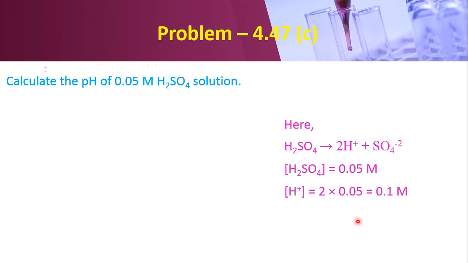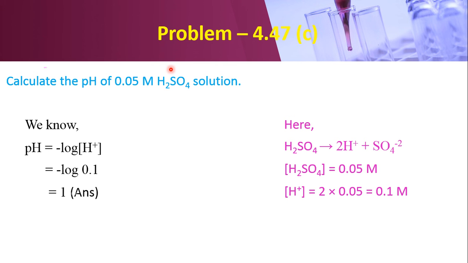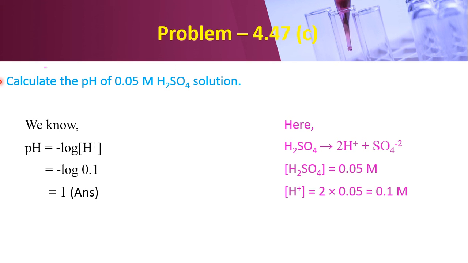Now you got the concentration of hydrogen ion. From there you can calculate the pH value of sulfuric acid. We know pH equals minus log concentration of hydrogen ion, and if you put the value of hydrogen ion concentration, you will get pH of sulfuric acid equal 1. This is the pH of 0.05 molar sulfuric acid solution.